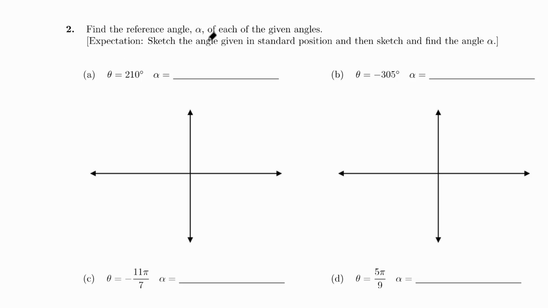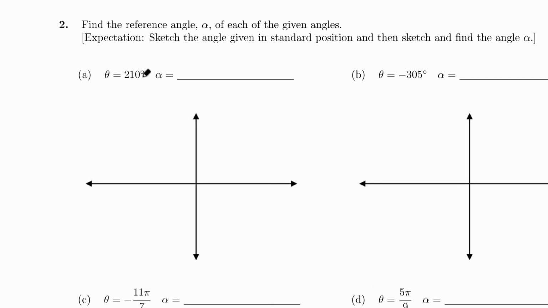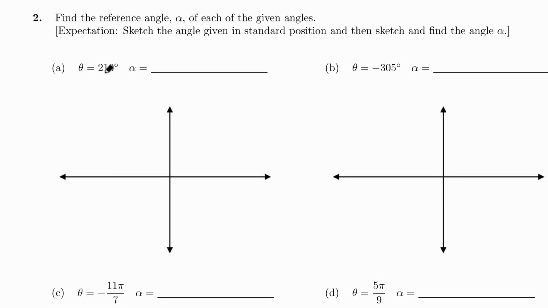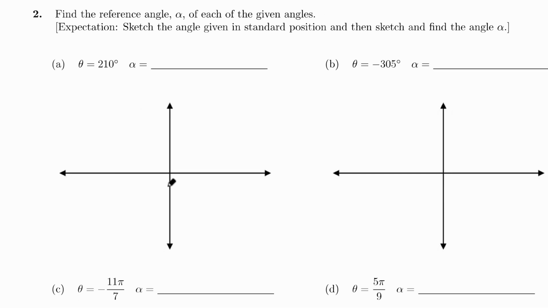Find the reference angle alpha of each of the given angles. So we got in part A theta equals 210. Okay, so that is, 210 is bigger than 180. How big? 210 minus 180 is just 30 more. So here would be 180, a little bit more. So this is 210 degrees.